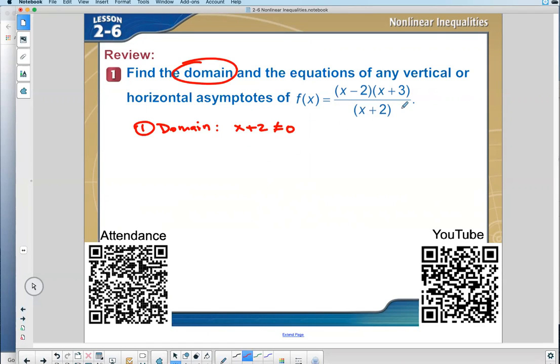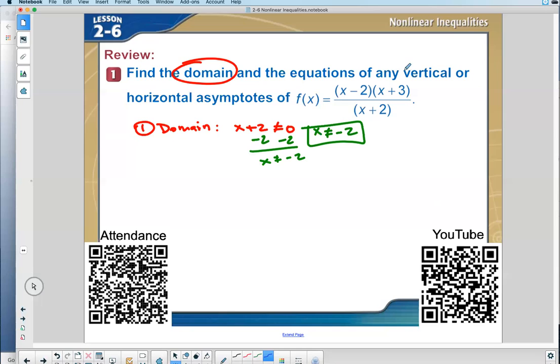So what's my domain on this problem going to be? If the inside lies, what can x not actually equal? Remember, inside lies, so instead of it being a plus 2, it becomes a minus 2. If you're wondering why is that, it's because to get rid of the plus 2, you have to subtract. That's how I get that. So that's my domain. X cannot be negative 2.